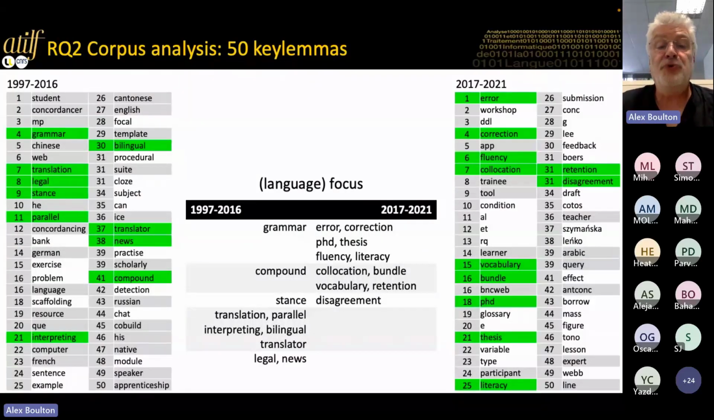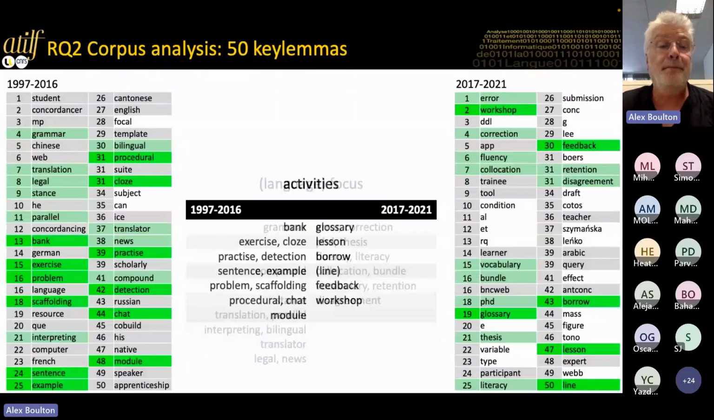Language focus, we used to talk about grammar. Now we talk more about error correction, especially for students doing their PhD thesis, so for writing. Compounds, more bundles of vocabulary. And translation, parallel, interpreting, bilingual, and translator, these are all words which have disappeared. Well, they're key words in the earlier corpus. And we saw that the number of papers looking at translation or with parallel corpora has gone down. So we do get the two types of approach, the first type of approach with the coding and this type of approach with the corpus analysis. They support each other, they reinforce each other, which is nice to see.